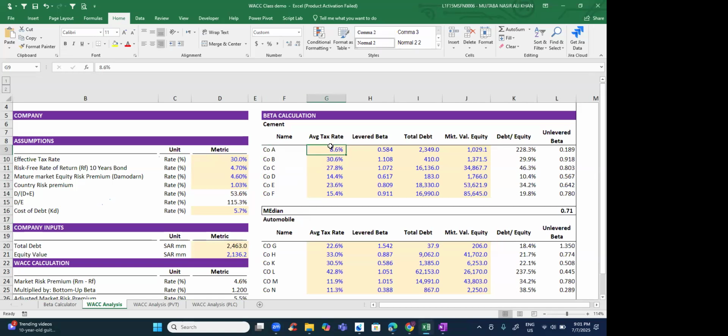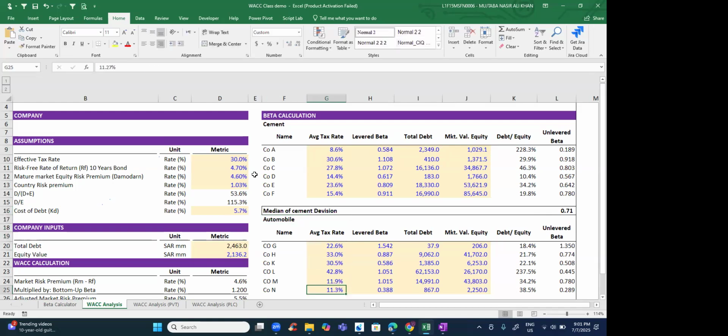Okay, tax rate, levered beta, total debt, total equity. You can find this data from the website. Debt equity, unlevered debt. Calculate the median of the cement industry. This is the median of cement. Cement sector. Cement division.